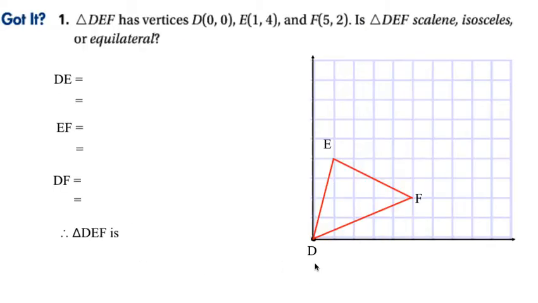Here's one for you to try. I've given you triangle DEF. Here are the coordinates of its vertices, and I want you to determine whether it's scalene, isosceles, or equilateral. Go ahead and pause the video. I'll give you the answers when you come back.